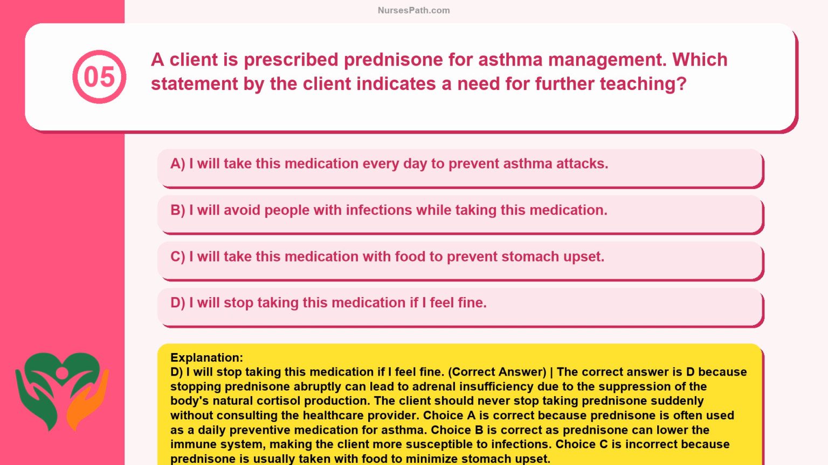Choice A is correct because prednisone is often used as a daily preventive medication for asthma. Choice B is correct as prednisone can lower the immune system, making the client more susceptible to infections. Choice C is incorrect because prednisone is usually taken with food to minimize stomach upset.